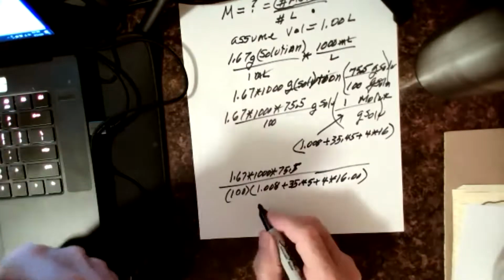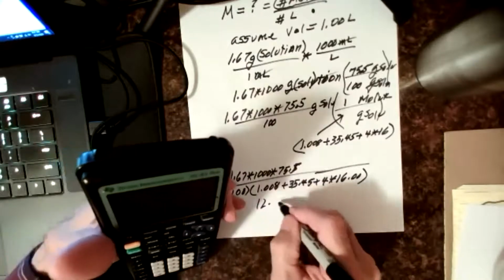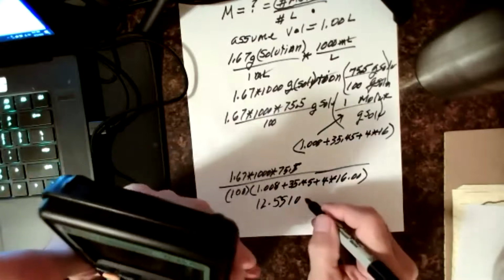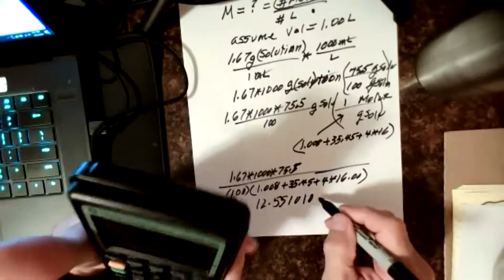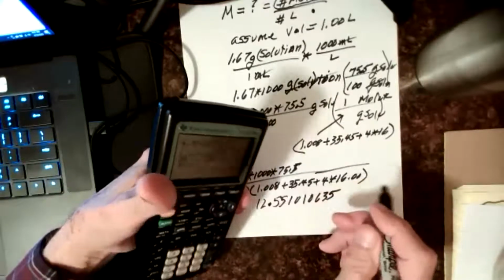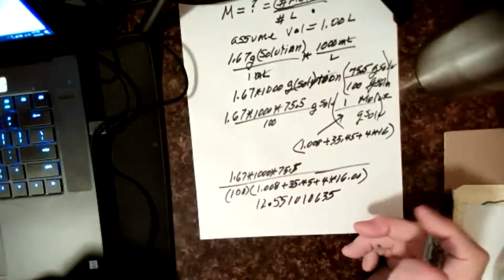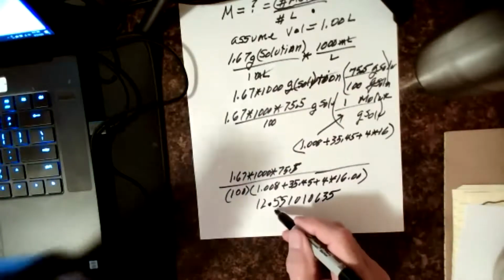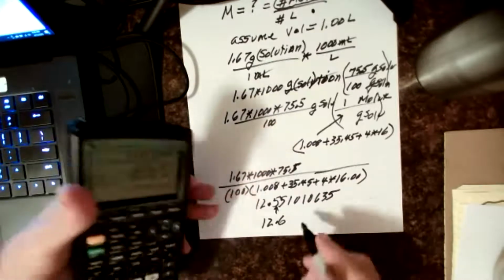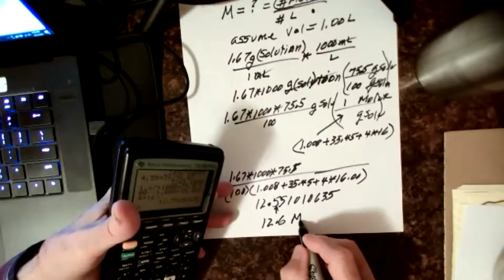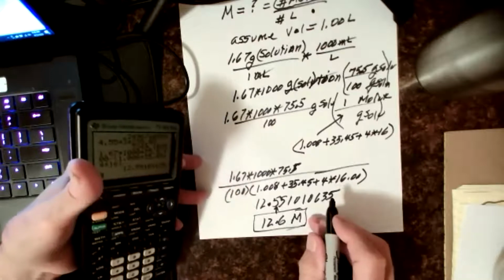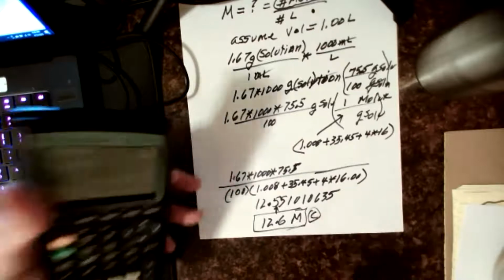So my screen is saying 12.551010635, and I've not rounded off anything. Okay? But I've got 3 significant figures, so it should round right there, which is 12.6 molar. Moles per 1 liter is molarity. So there's my answer. And that's response C on the exam.